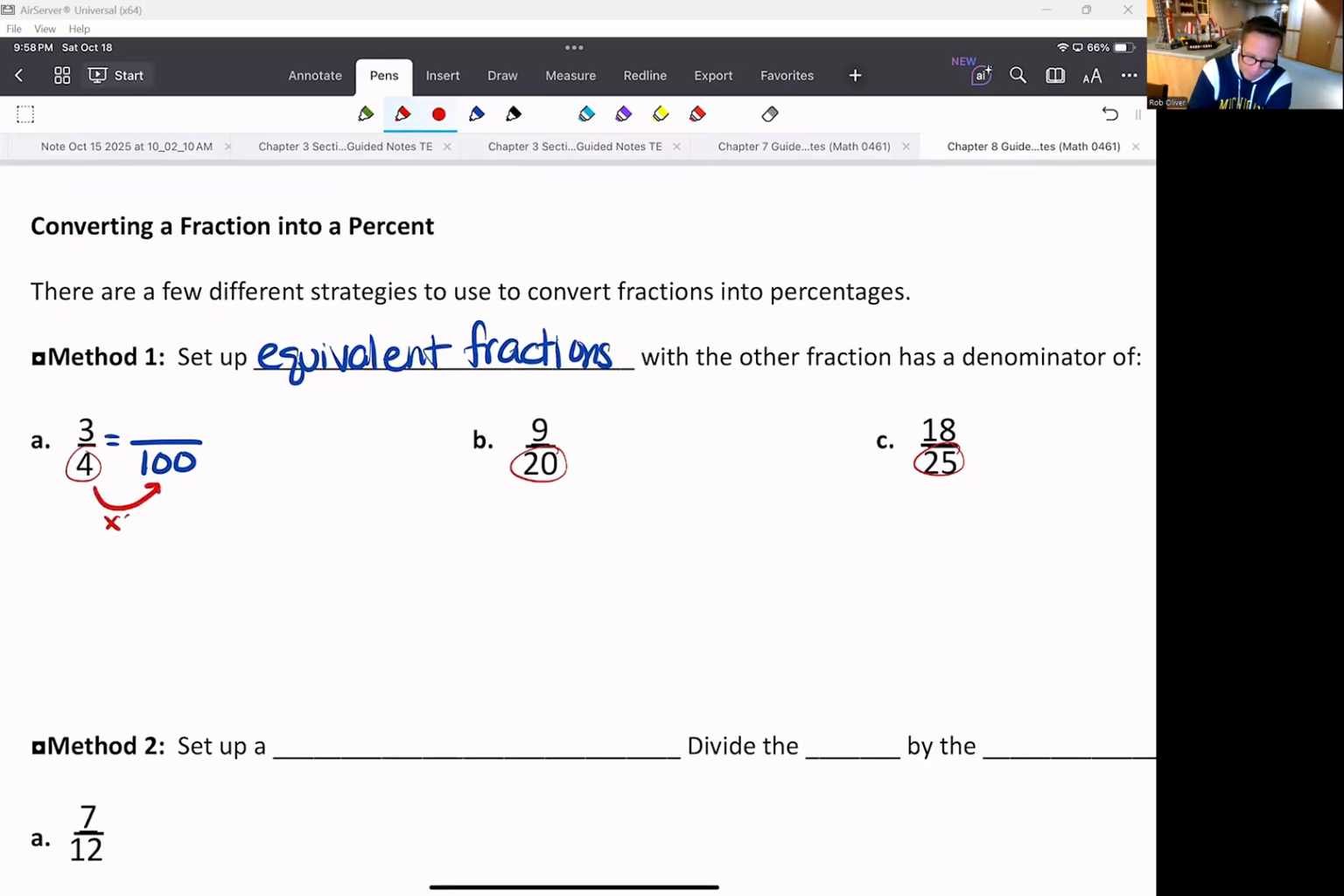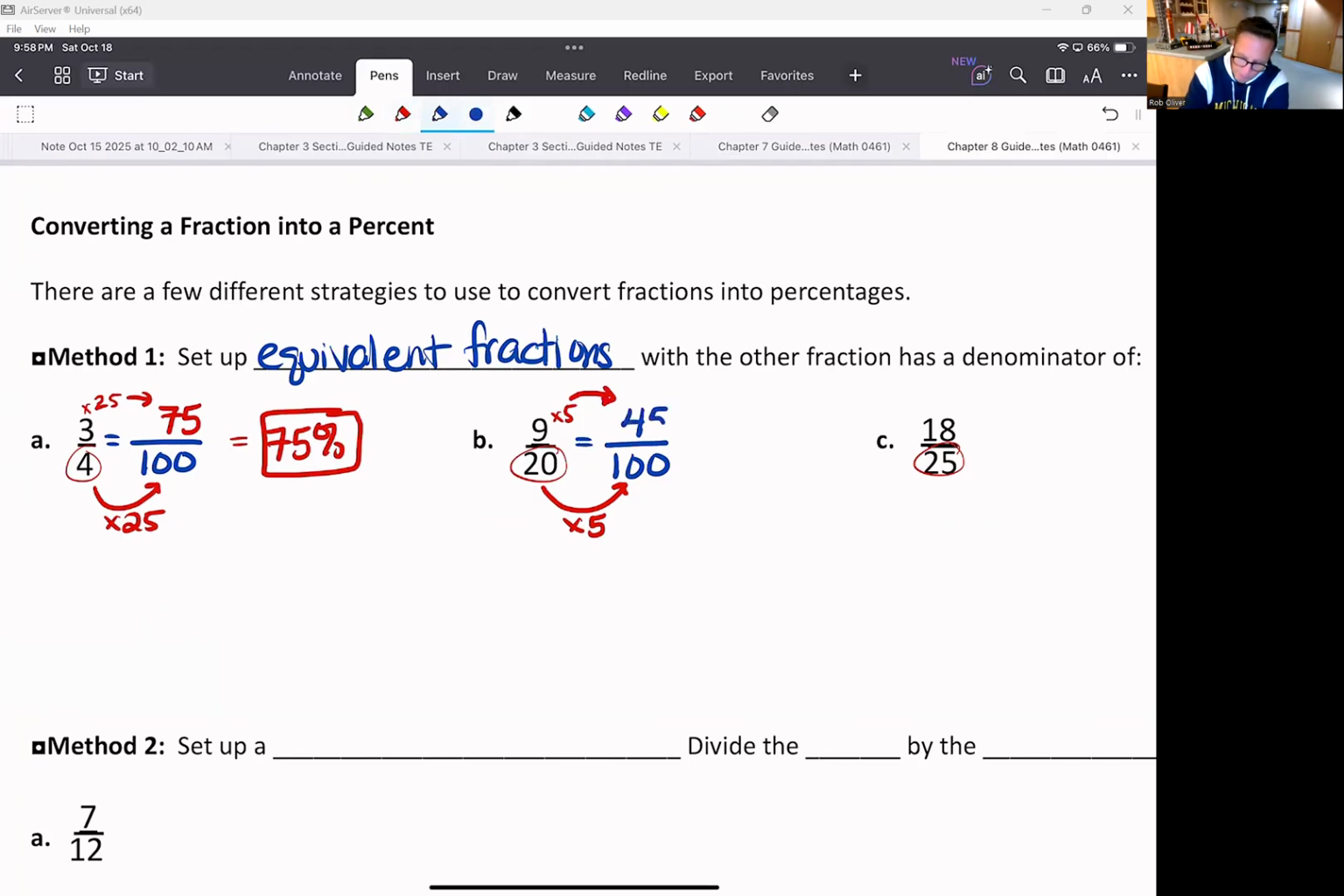So we can multiply by 25 here. So we can do 3 times 25, which is 75. So this is 75%. You probably already knew that, but I'm just kind of showing you this. All right, right here, we can do the same thing. Compare 9/20ths to something out of 100. I know 20 times 5 is 100, so we're going to do 9 times 5, which is 45. So that's 45%.